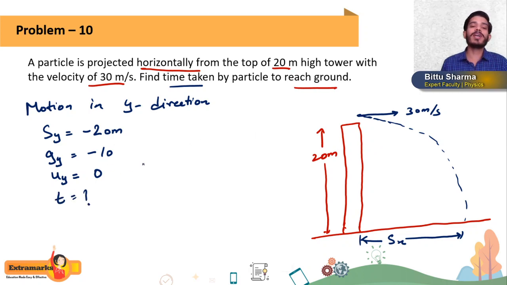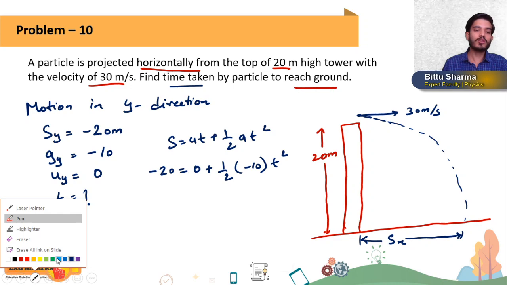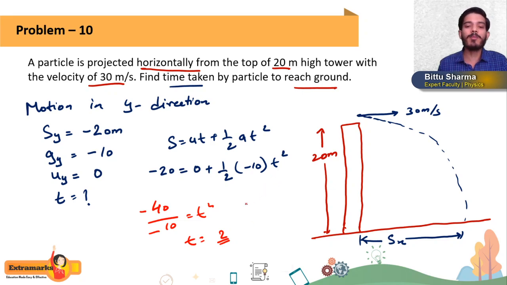How can we calculate time? We can use s is equal to ut plus 1 by 2 at square. Now s is minus 20, equal to u is 0, plus 1 by 2, a is minus 10, into t square. If you solve this further, we get minus 40 divided by minus 10 is equal to t square. So t will be equal to 2. Time, how much will it take? 2 seconds.